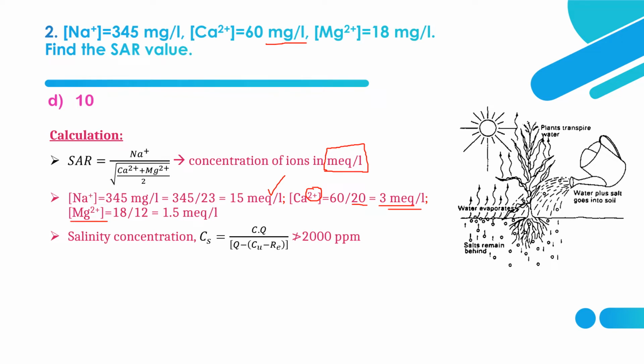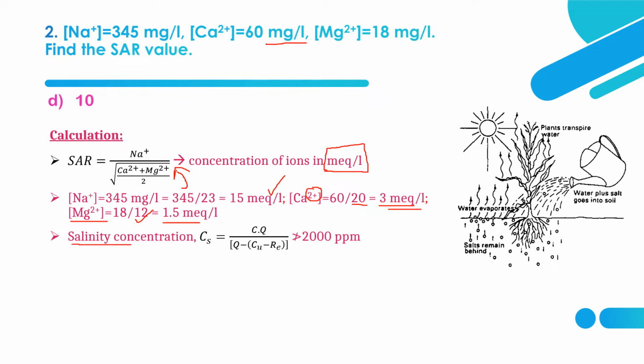Similarly, in the case of magnesium, the atomic weight is 24 and there are two valencies, so 24 by 2 is 12. So 18 by 12 gives 1.5 milliequivalent per liter. This is how we convert milligram per liter into milliequivalent per liter and then substitute the values in the formula: SAR is equal to sodium ion divided by the root of (calcium ion plus magnesium ion) divided by 2, all in milliequivalent per liter.